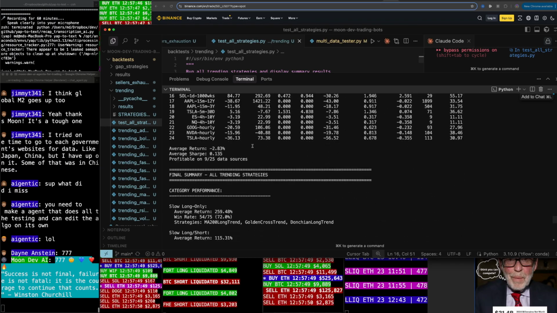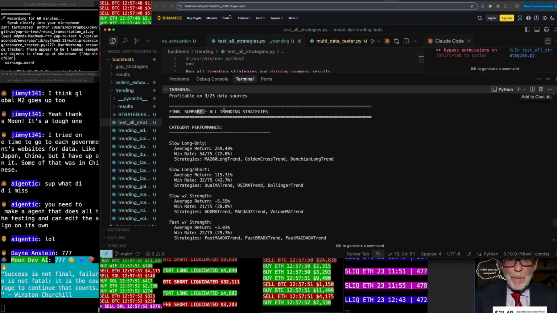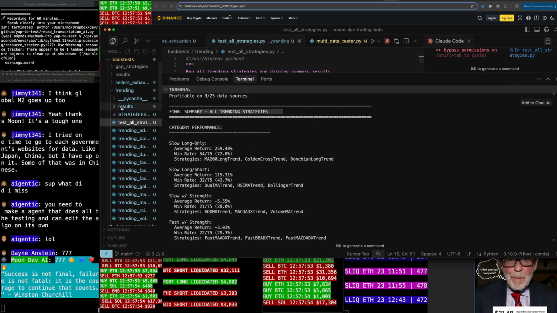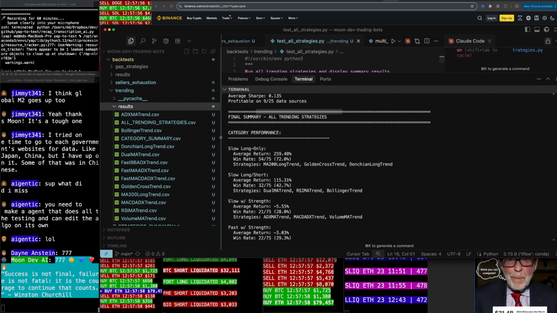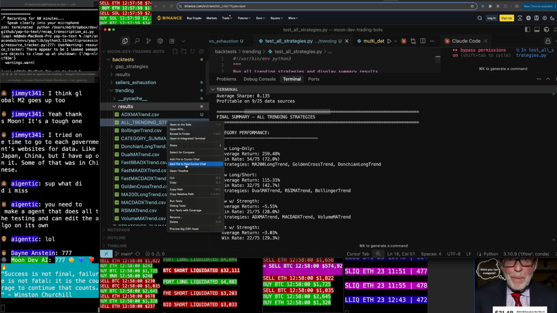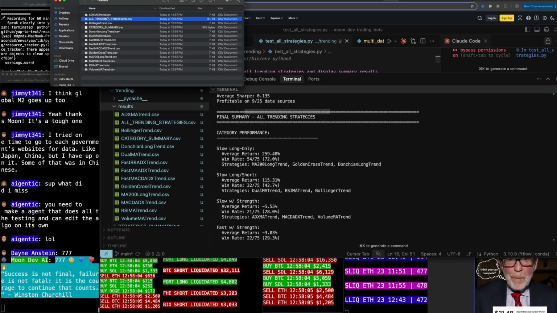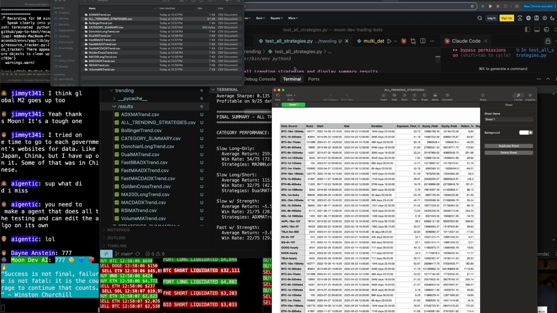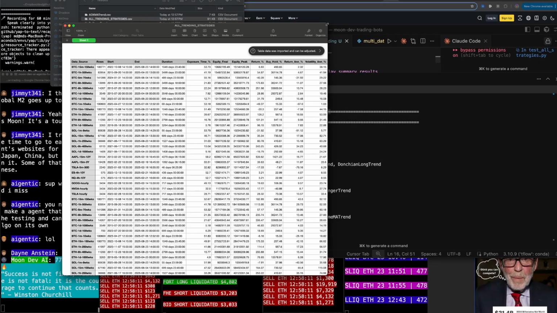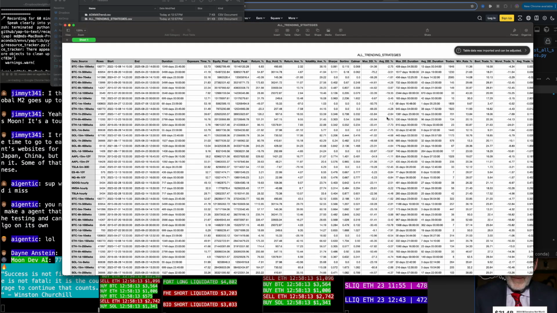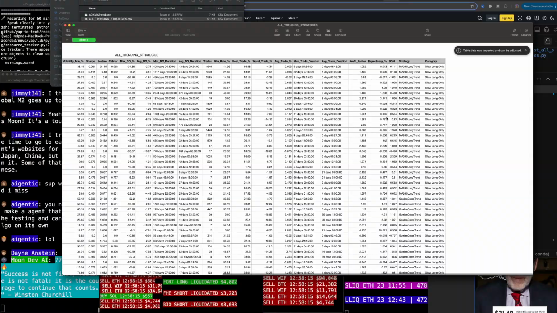And then there should be a combined one. Final, all trending strategies here. Results here. All trending strategies. Let's go ahead and noob tube this. Reveal and finder here. All trending strategies here. And these are all the trending strategies we just backtested. Amazing. Category and strategy name.